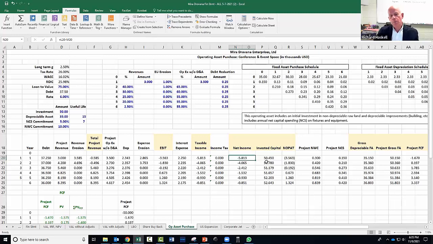Okay, so as we now go past the income statement and deal with the balance sheet, where am I getting my numbers from? I've got invested capital.